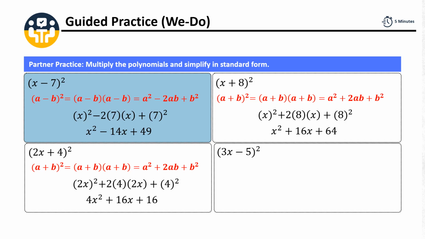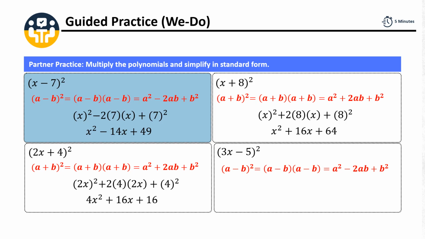For our last one, I have 3x minus 5 squared. Again, I can recognize this as a perfect square trinomial. But again, there's a minus sign in between, so I know the formula would be a minus b squared. Because it's a minus b squared, again, I would have the formula of a squared minus 2ab plus b squared.